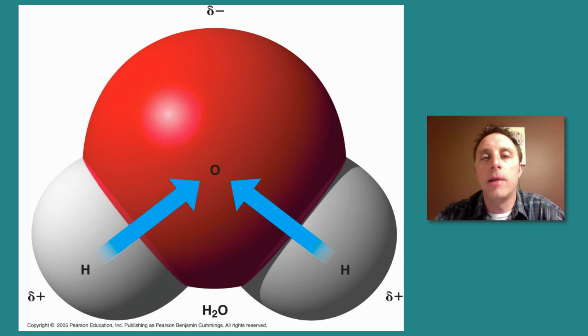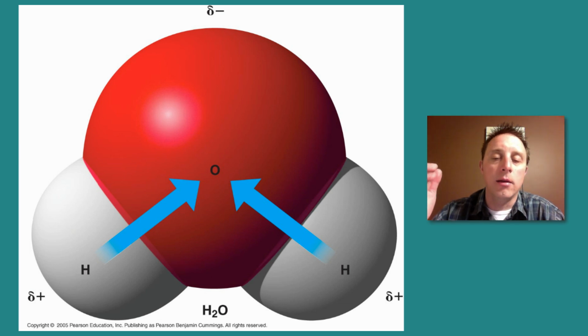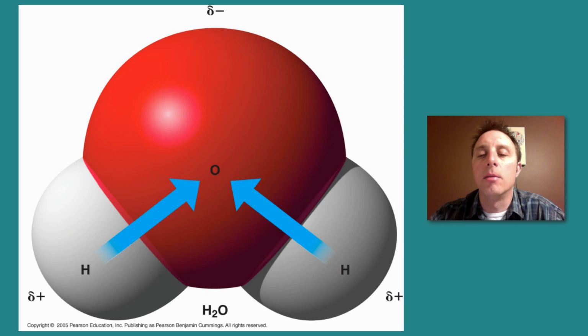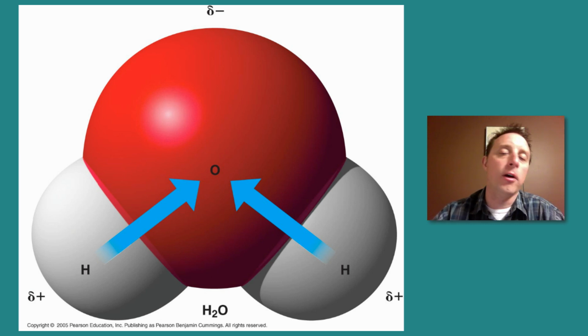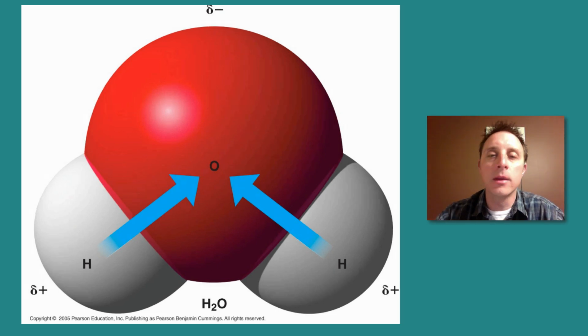The oxygen end of the molecule has a partial negative charge on it, and the hydrogen end has a partially positive charge on it. Okay, and this is what we call a polar covalent bond. Okay, the electronegativities are far enough apart where they don't share equally, but they're not quite far enough away where the oxygen can pull the electron completely away from the hydrogen.